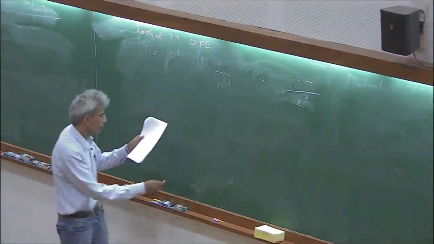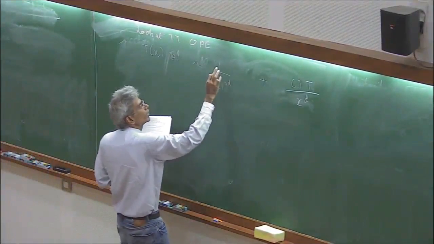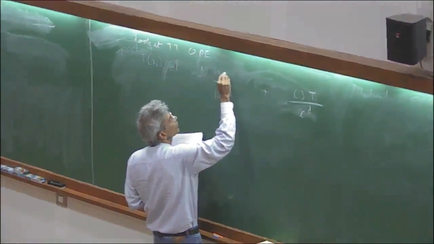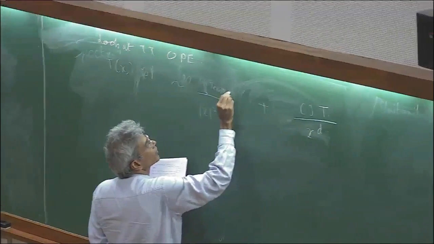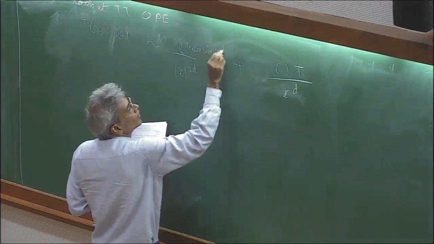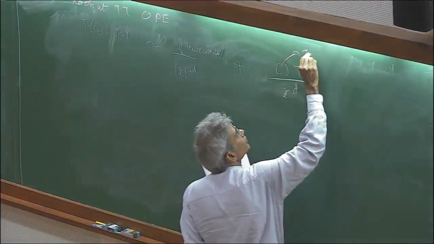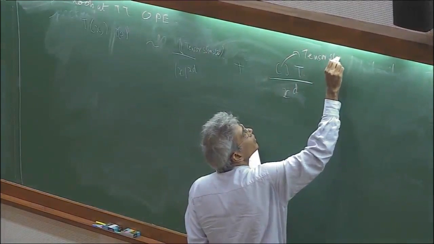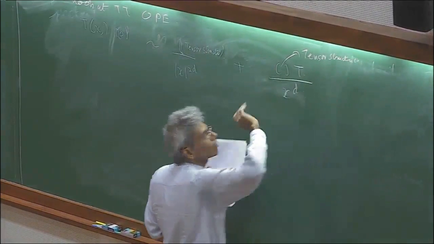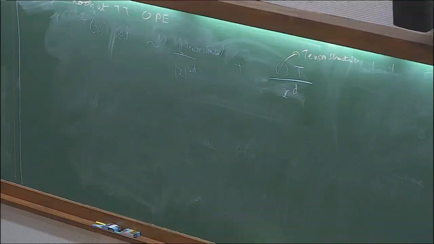And there is a tensor structure here in general. There are tensor structures, and all of these tensor structures are scaling dimension 1. Okay, that's the rough structure in arbitrary dimensions.